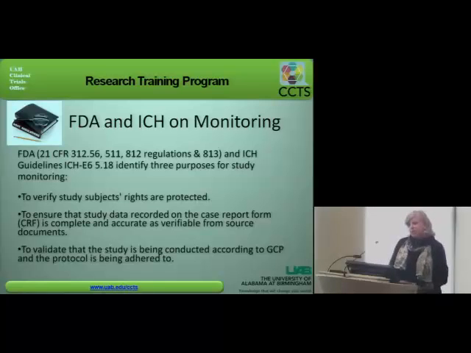And the most important thing that needs to be done is to make sure that the subject's rights are protected, and to ensure that the study data is recorded on case report forms, that it is complete and accurate and verifiable from the source documents. It's also important to validate that the study is being conducted according to GCP and the protocol is being adhered to.